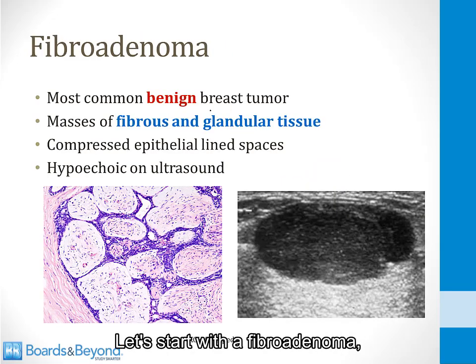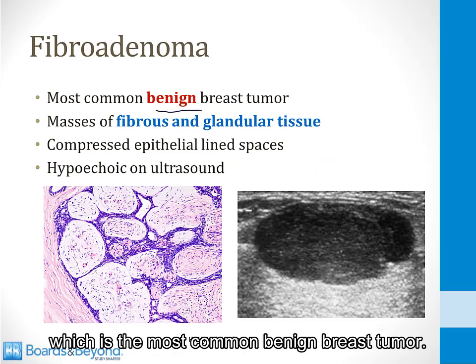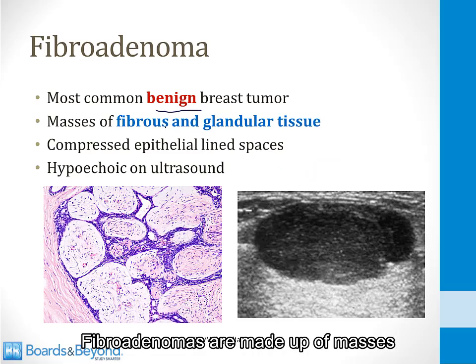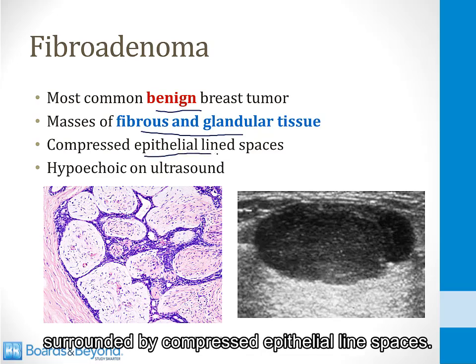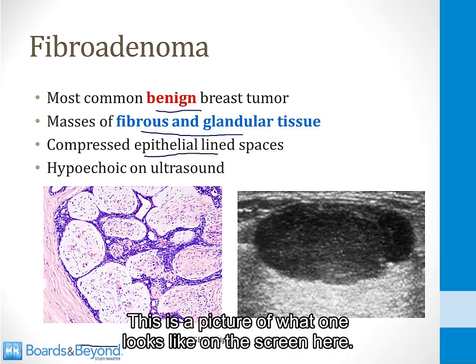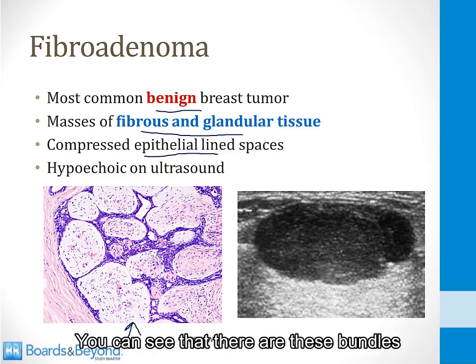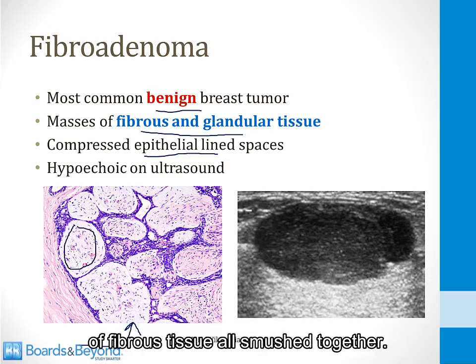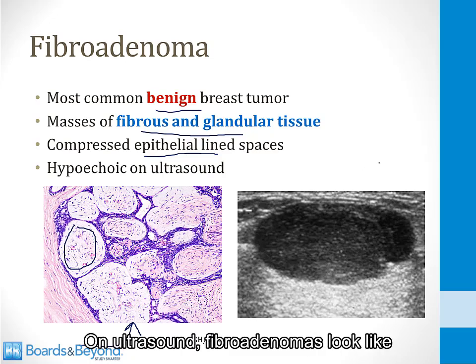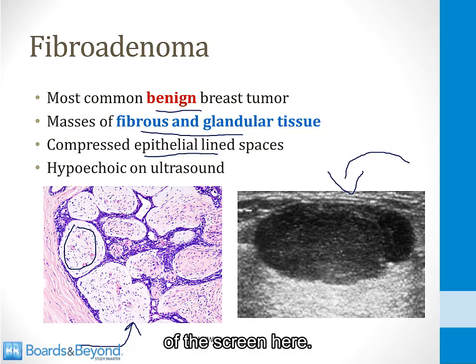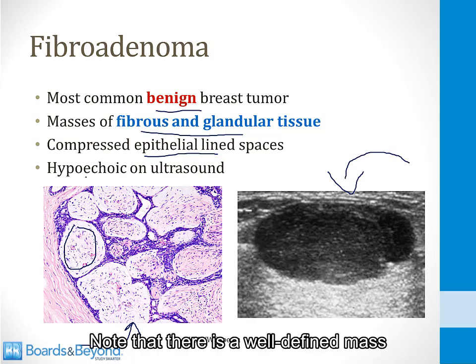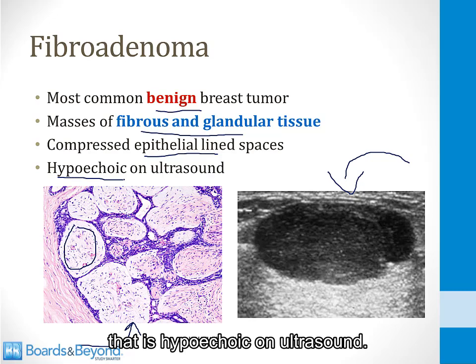Let's start with a fibroadenoma, which is the most common benign breast tumor. Fibroadenomas are made up of masses of fibrous and glandular tissue surrounded by compressed epithelial-lined spaces. This is a picture of what one looks like on the screen here. You can see that there are these bundles of fibrous tissue all smushed together. On ultrasound, fibroadenomas look like the picture shown on the bottom right side of the screen here. Note that there is a well-defined mass that is hypoechoic on ultrasound.